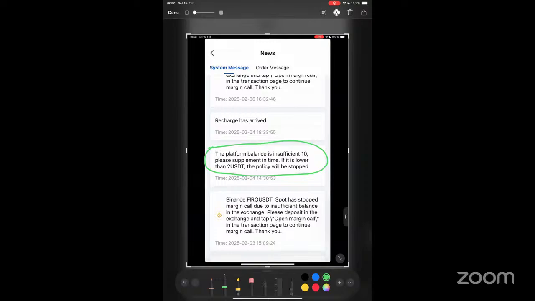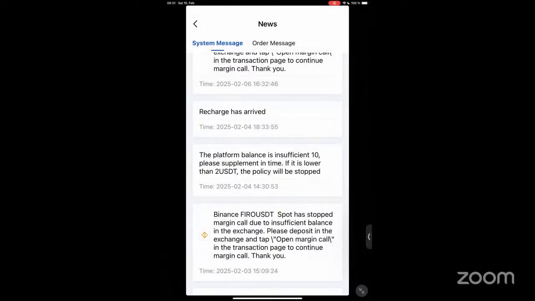This simply means that once you have 9 point something, 9 point anything, once it's below 10, you start to get messages like this. Then if your assets get below 2, it will stop completely. It will not buy if it has to buy, it will not sell if it has to sell. So don't ignore such messages.